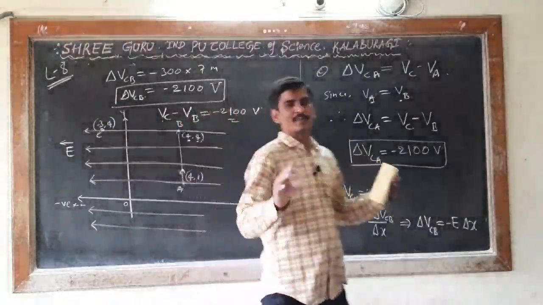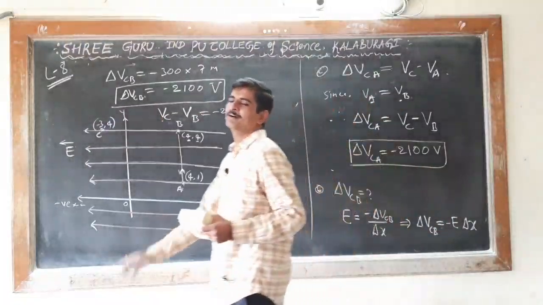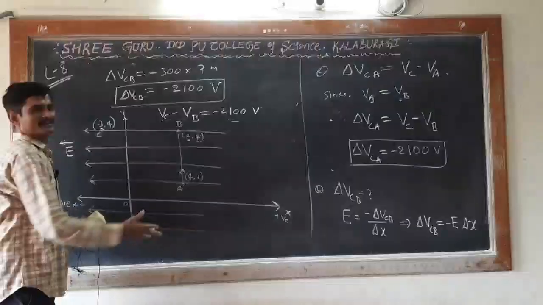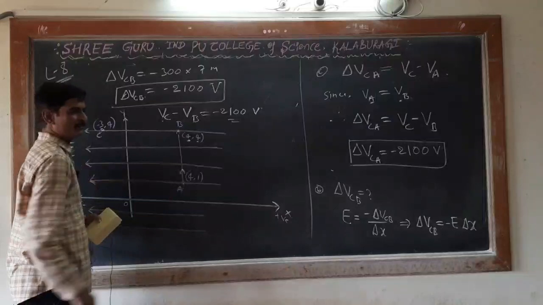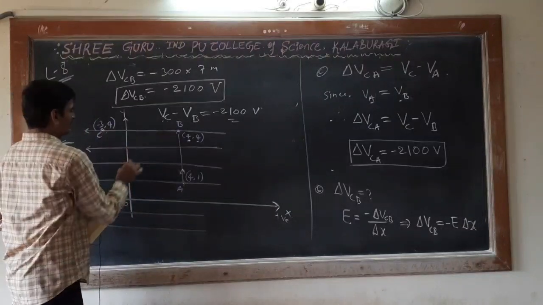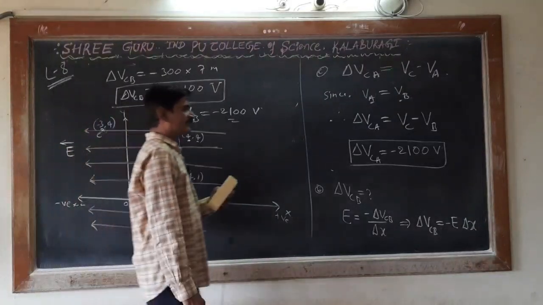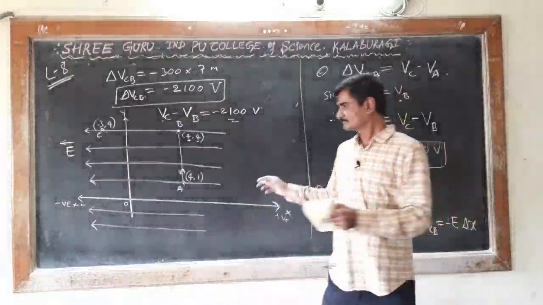That means potential difference does not depend upon the path followed. So work done, in general, does not depend upon the path followed; it depends only on the position. Here and here, the potential difference will be the same. Understood? Got the idea? Okay.